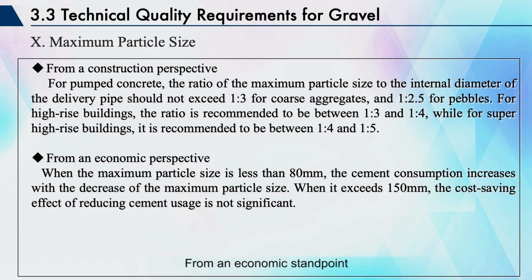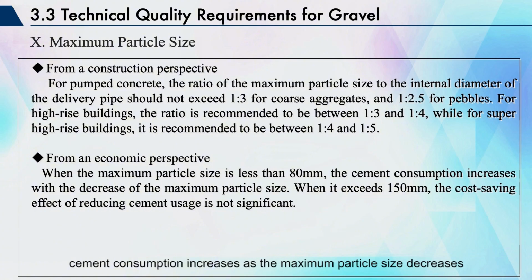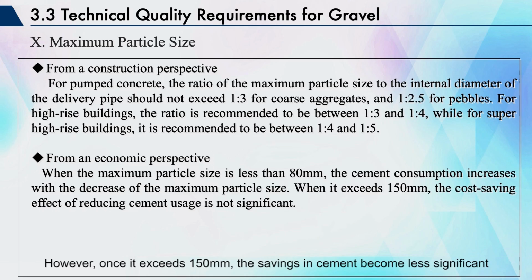From an economic standpoint, when the maximum particle size is less than 80 mm, cement consumption increases as maximum particle size decreases. However, once it exceeds 150 mm, the savings in cement become less significant.